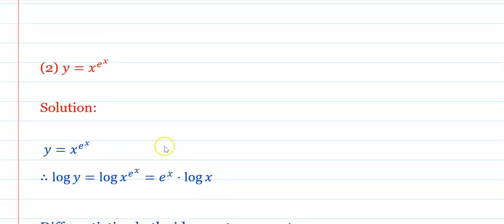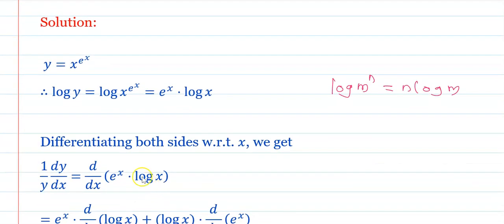Now the next problem, y is equal to x raised to e raised to x. Take log on both sides. Log of y is equal to log of x raised to e raised to x. Therefore it can be written as e raised to x into log x by using this rule. What is that rule? Log of m raised to n can be written as n times log of m. So the n comes to the front: e raised to x into log x.